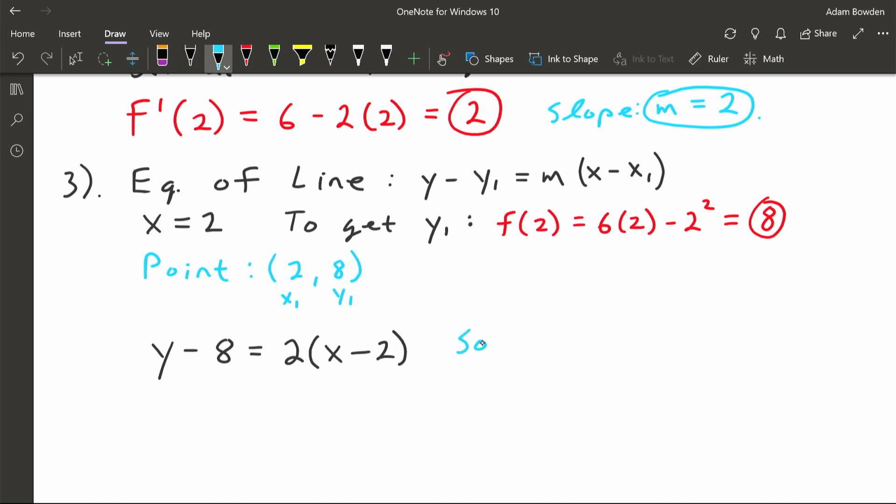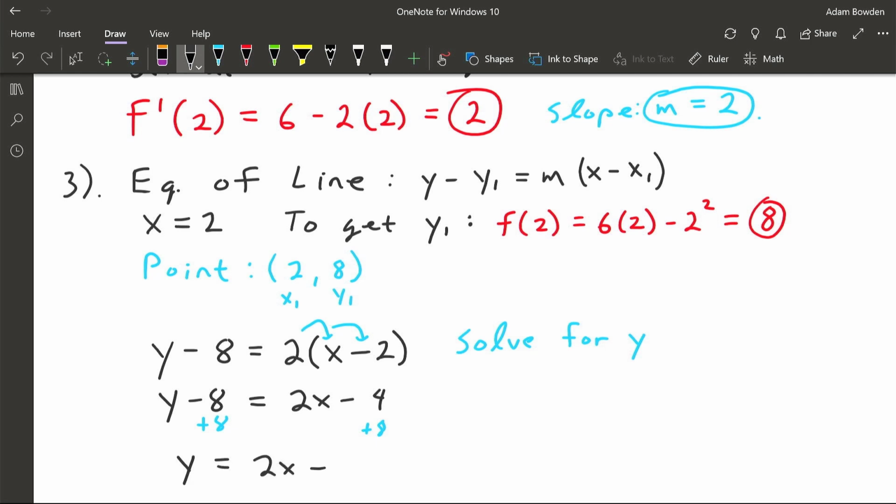And from here, we're just going to go ahead and solve for y. Distribute the 2. Y minus 8 equals 2x minus 4. Add over the 8. Y is equal to 2x plus 4. That's the equation of the tangent line passing through the graph at that point 2, 8.